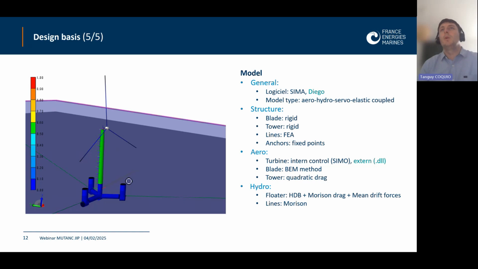You have to know that the objective of this study is to compare shared anchor versus unshared anchor. That's why we permitted ourselves to make these strong hypotheses, notably, for example, for the blade and the tower that are considered with no stiffness. But this is the case for both of our analyses, shared and unshared. So this is why the comparison is the point here.